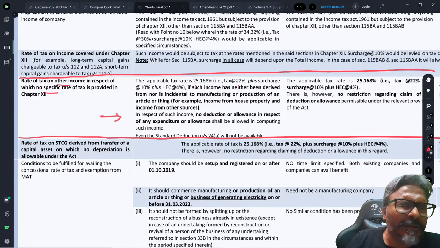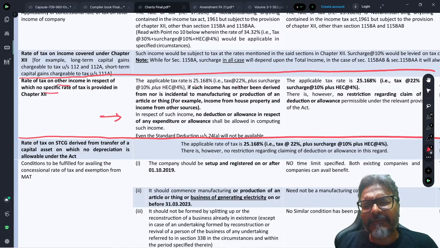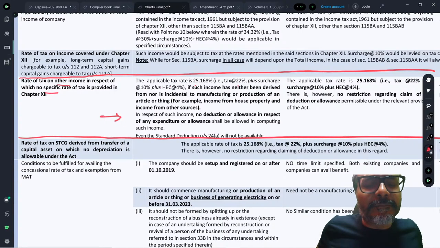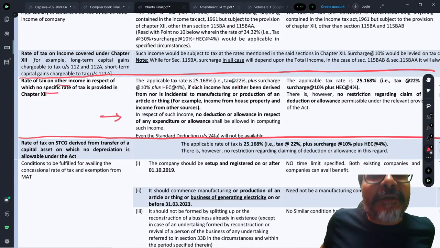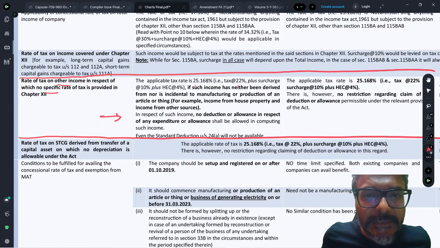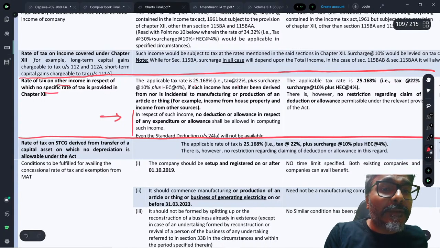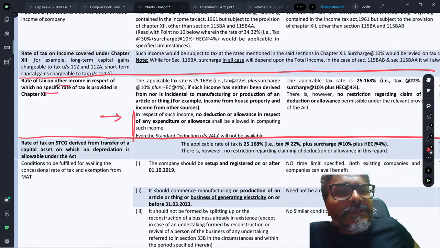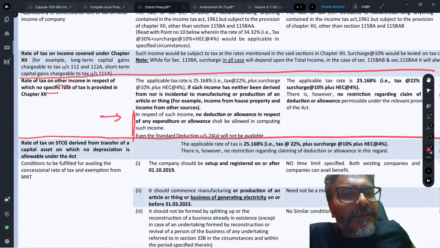Obviously, dividend income is neither income derived from manufacturing activity, nor can we say that this dividend income is incidental to the manufacturing activity. So neither derived nor incidental. That is what we can say. Now what are they saying over here? In respect of such income, no deduction or allowance in respect of any expenditure or allowance shall be allowed in computing such income. No deduction, students, be careful.